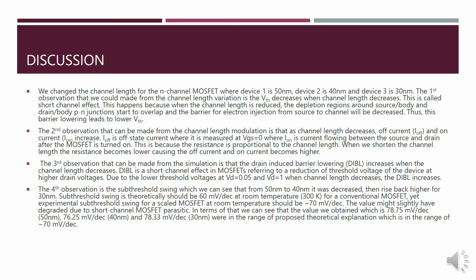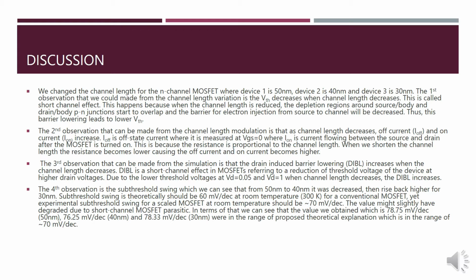The second observation that can be made from the channel length modulation is that as channel length decreases, off current and on current increase. Off current is the off-state current, which is measured at VGS equal to 0, where I on is the current flowing between the source and drain after the MOSFET is turned on. This is because the resistance is proportional to the channel length. When we shorten the channel length, the resistance becomes lower, causing the off current and on current to become higher.